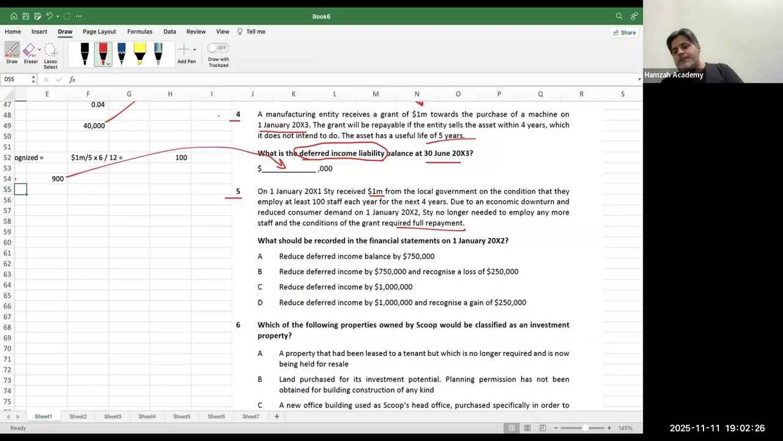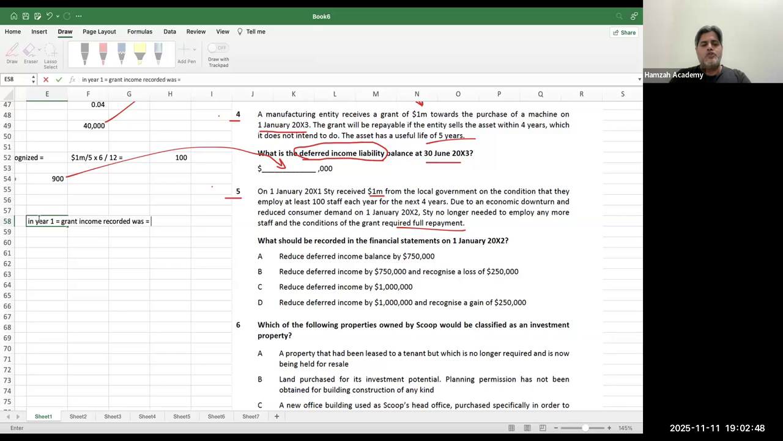You got the grant over here on the 1st January. It was for 1 million and the life was basically 4 years, right? So basically in year one, grant income recorded was 1 million by 4, that's 250,000, right? So 250,000 was recorded as income.